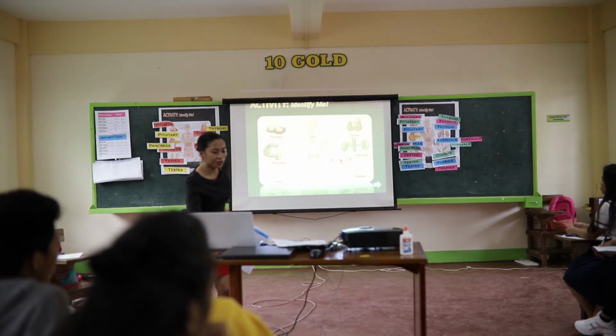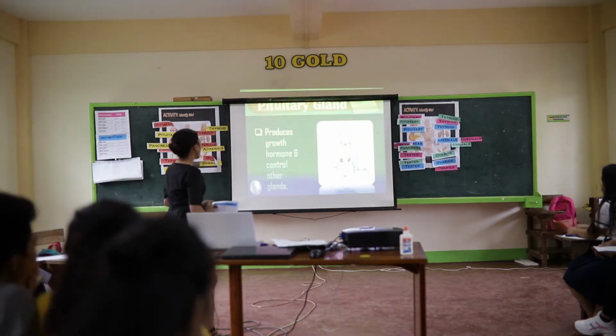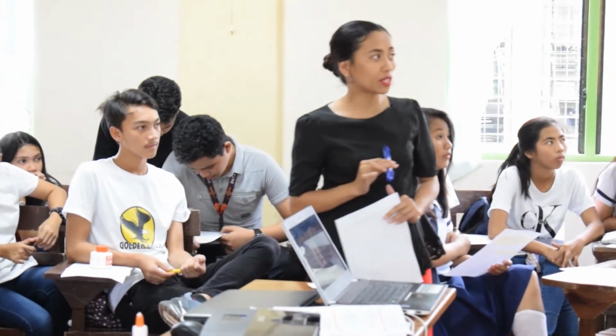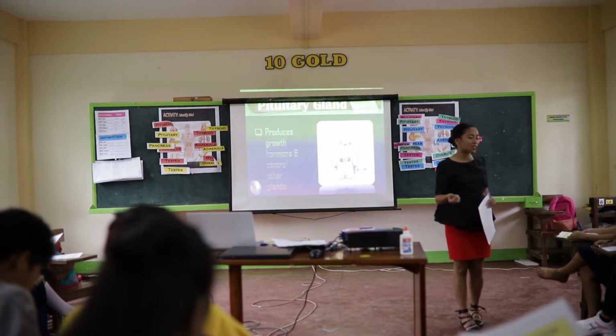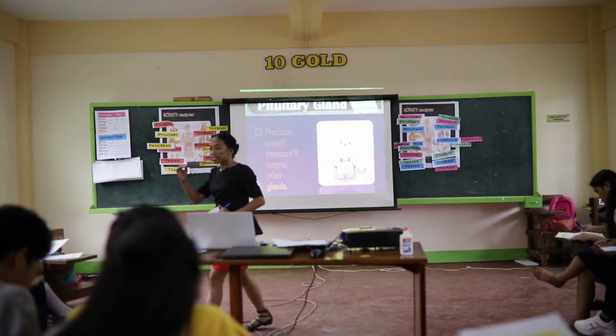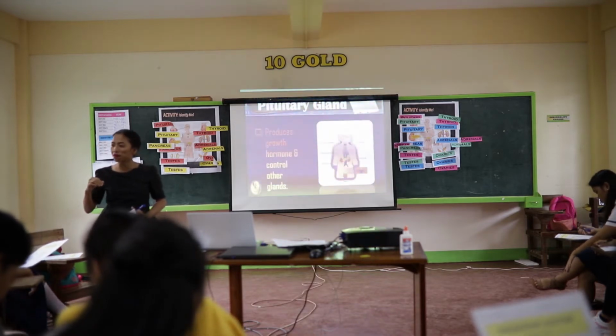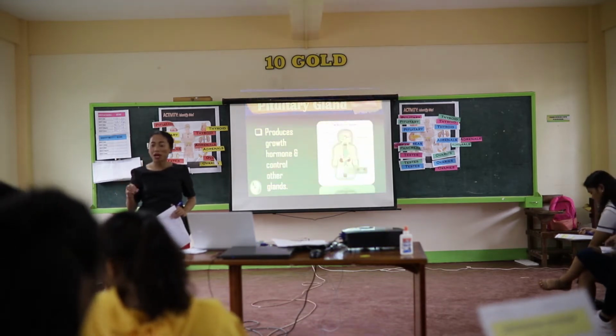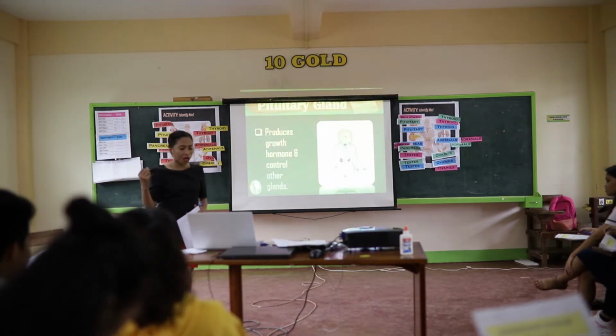So you have here the definition. The pituitary produces growth hormone and controls other glands. So what do you think are the diseases under this if you lack the hormones in the pituitary gland? Yes, Danny girl? Dwarfism, and the other one is? Gigantism. So when we say less production of the growth hormone, is that dwarfism or gigantism? Dwarfism. And if it's too much, gigantism. Very good.